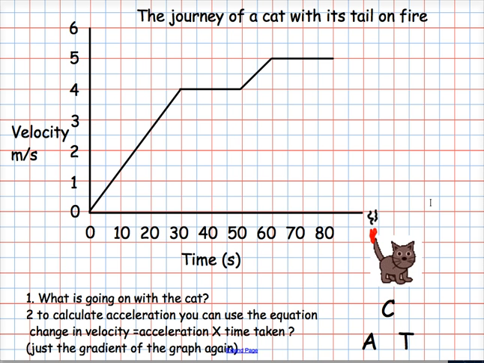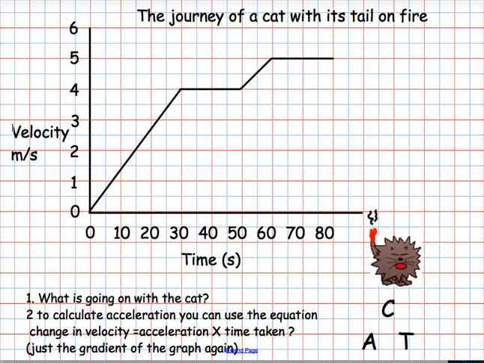So here we have a journey of a cat with its tail on fire. Now don't worry about these bits here at the moment, we're just looking at this. We're going for the foundation tier. We're ensuring at the moment that we can say what the graph shows. Don't be put off by this beautiful cat. His tail's not really on fire, it's okay. It's a cartoon. Right, now, along the bottom I've got the time, and at the side I've got the velocity in meters per second.